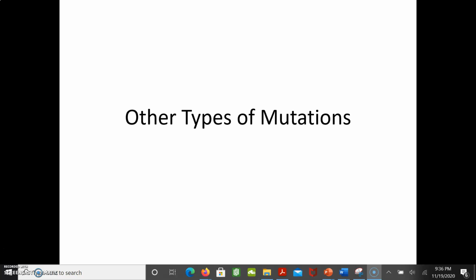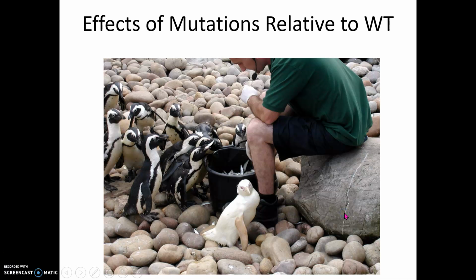Now we're going to examine some other types of mutations. So one is looking at how our mutation affects the wild type, genotype, and phenotype. This picture should look very familiar to you. When we talk about wild type, we're talking about the prevalent or majority genotype or phenotype in a population. So here, if we're looking at these penguins, it's going to be the ones that have the black and the white.